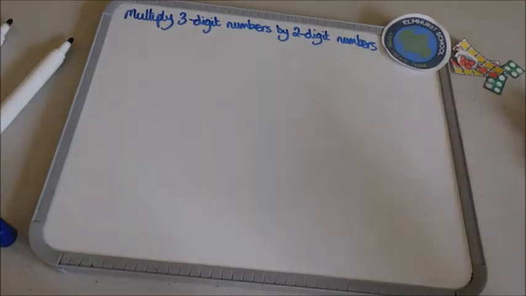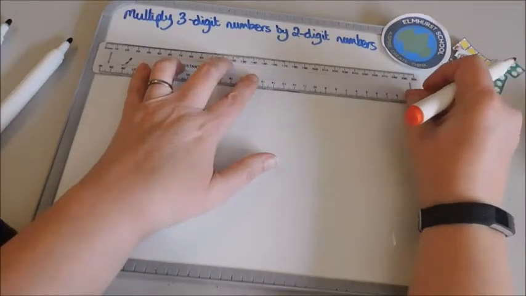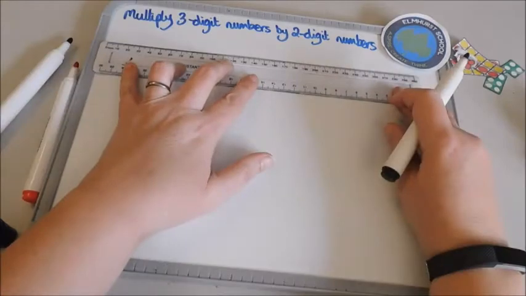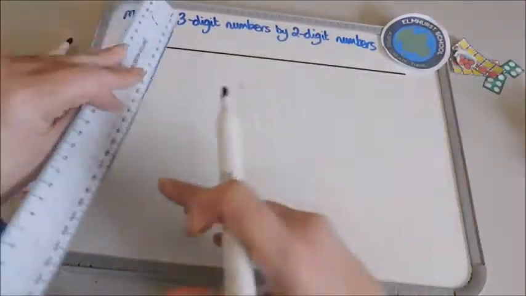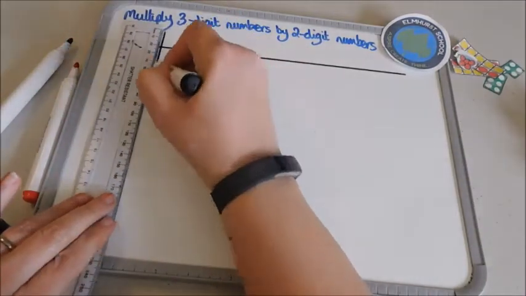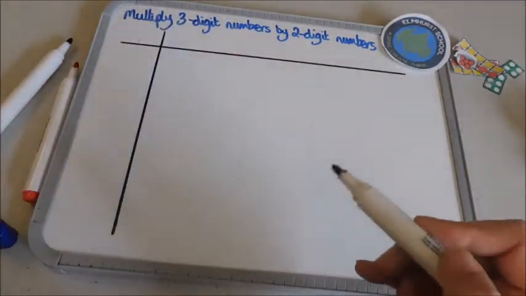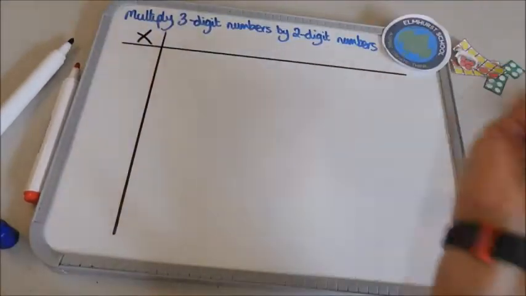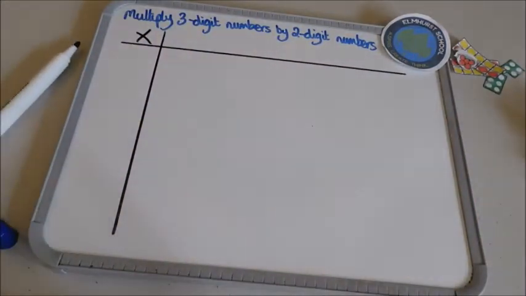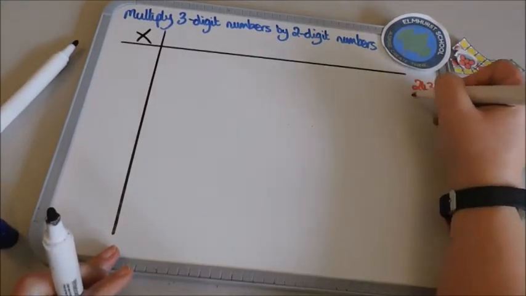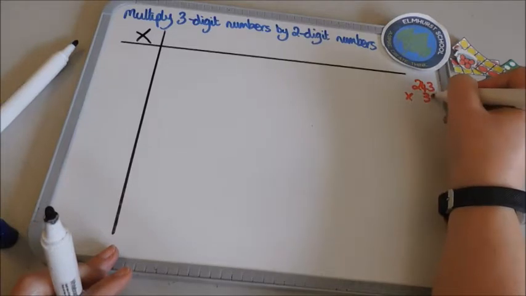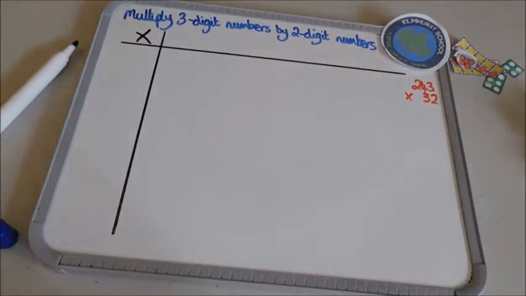I'm going to show you how to multiply 3-digit numbers by 2-digit numbers. We would start off using the place value grid once again with your children. So I'll set up my grid first of all. Now the calculation that I'm going to be doing is 243 multiplied by 32.